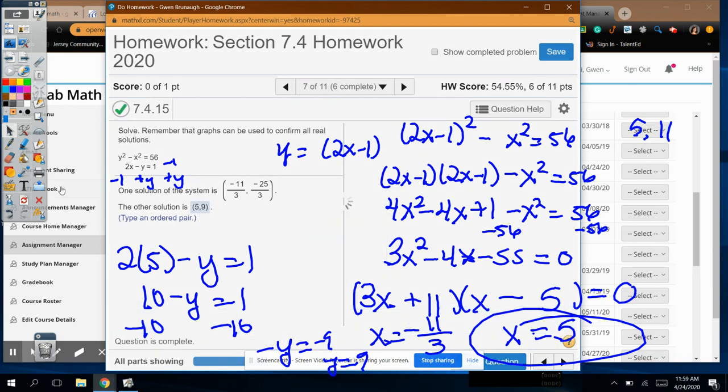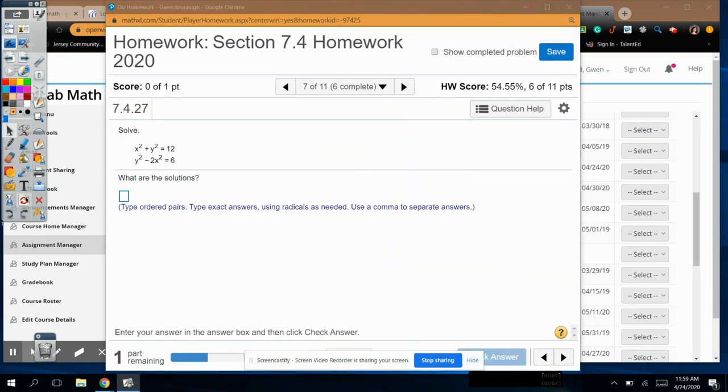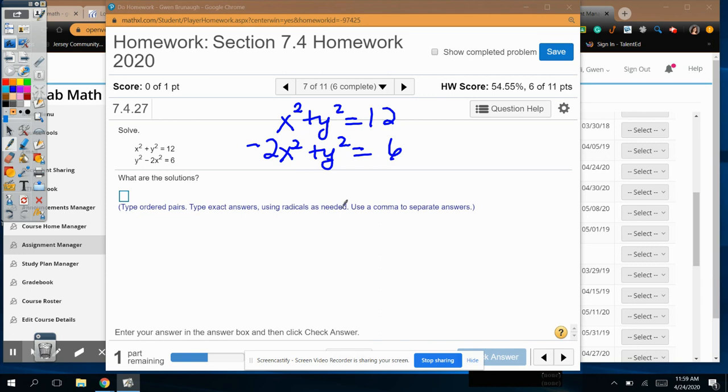All right, we're moving right along. On this one, you know what I kind of want to do? I'm going to do elimination, I think, on this one. I'm going to rearrange these. x squared plus y squared equals 12. And I'm going to change this to negative 2x squared plus y squared equals 6 just by rearranging those. And I'm going to multiply the whole bottom by negative 1. So it's 2x squared minus y squared equals negative 6.